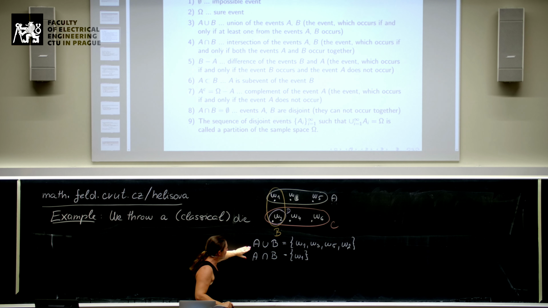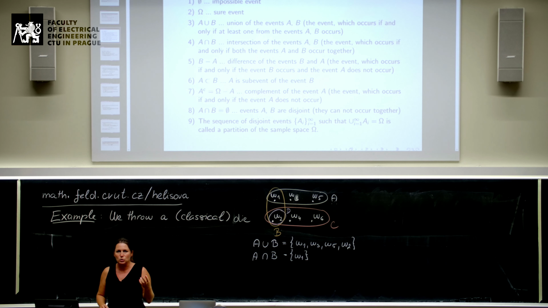It means that the number of spots is odd, and the number of spots is less or equal to 2. Or better say, maybe we should start with the event B. So the number of spots is less or equal to 2. And moreover, we need that it is odd. Then it must be omega 1, the situation that there is one spot on the die and nothing else. So really, indeed, the intersection and the union are the intersection and the union, respectively, of the sets. But from the practical point of view, it means that in the first case, at least one of these events occurred, and in the intersection case, both these events must occur.